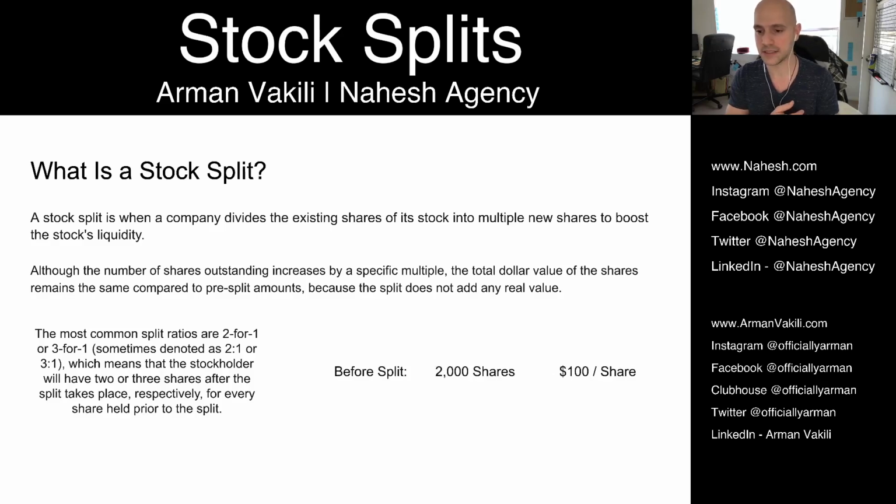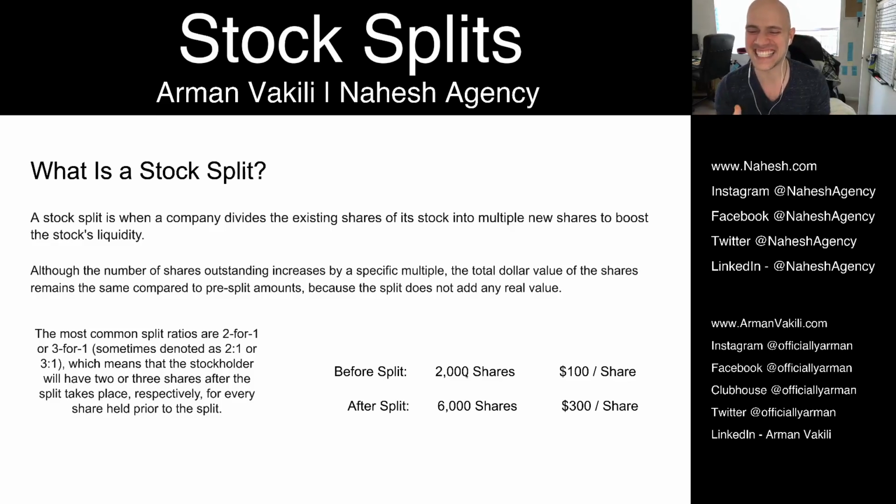So what that means is this, okay? Before the split, it's 2,000 shares and it's at $100 a share. After the split, oh, you know what? That's supposed to be backwards. I have some kind of dyslexia, so don't be mad at me. But the dollar amounts are supposed to be backwards right here. So the before and after is the same.